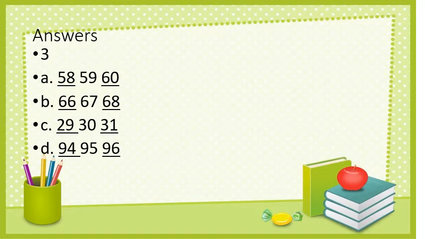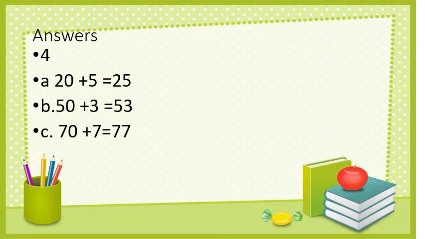Next part, the number is 30. Children, what comes before 30? 29. And what comes after 30? 31. Next part, here the number is 95. Now children, tell me what comes before 95? 94. And what comes after 95? 96.